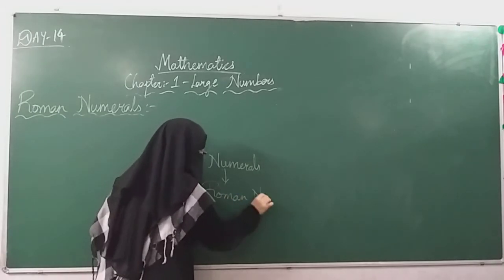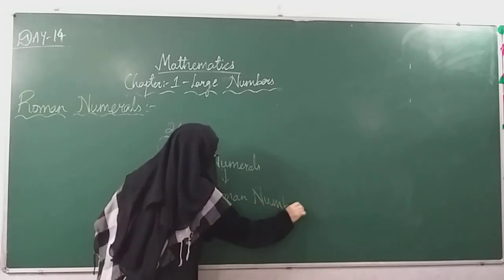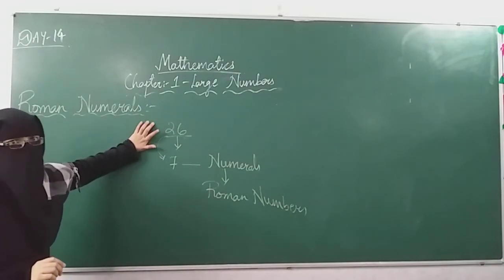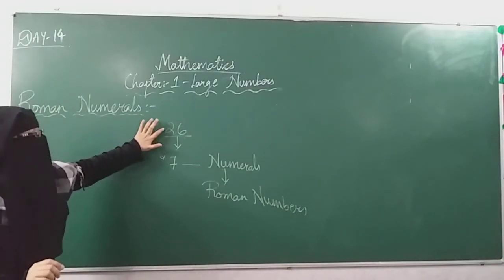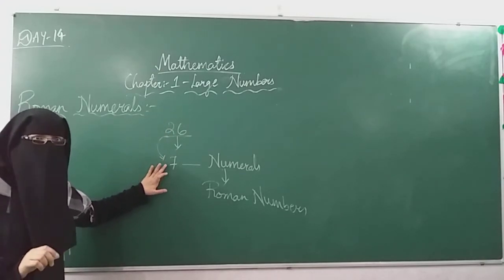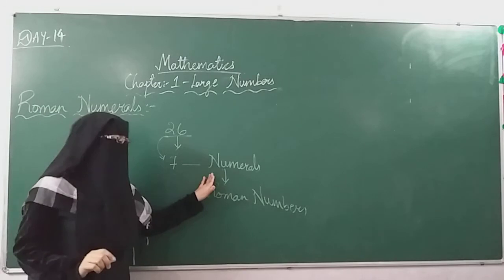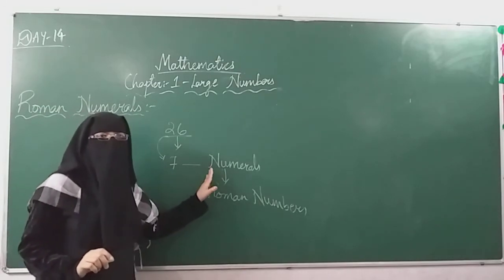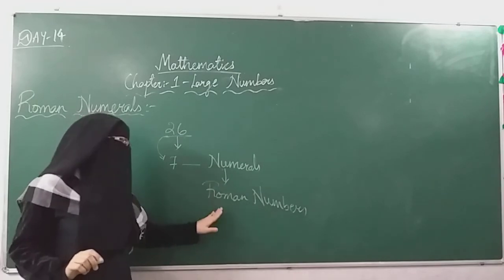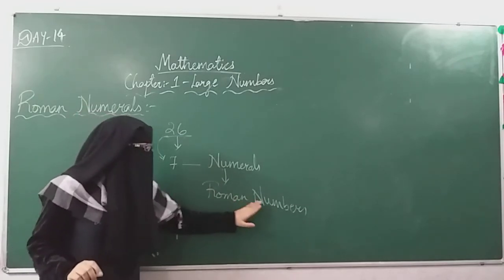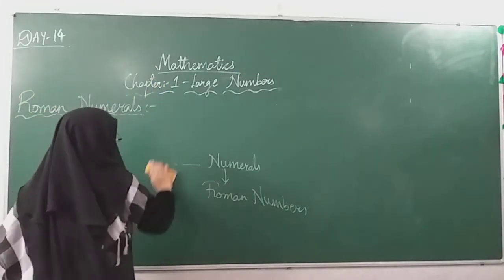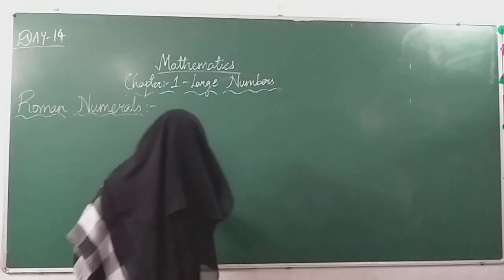Understood? We have 26 English alphabets, and from those 26, they chose 7 English alphabets to represent numbers. Those numerals, the Romans named as Roman numerals or Roman numbers. Okay, now we will see in detail what the 7 letters of the English alphabet they used are.